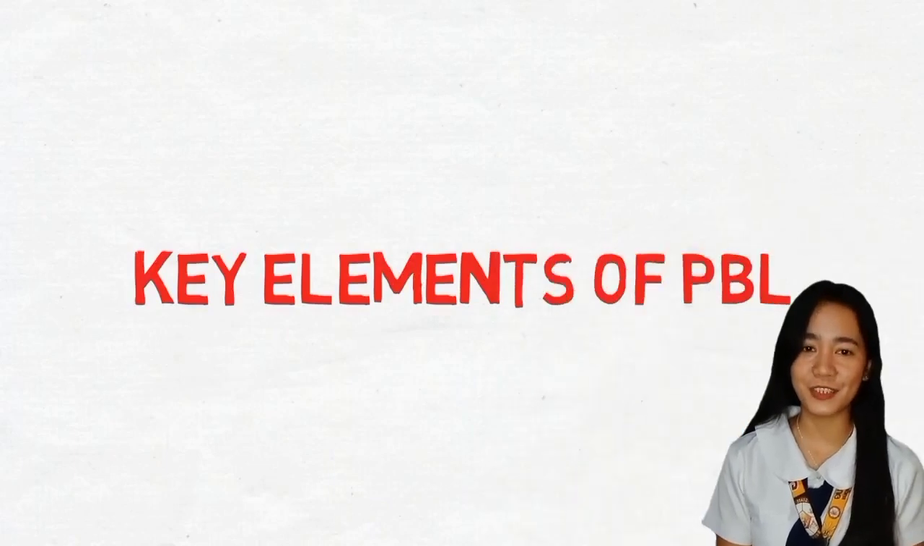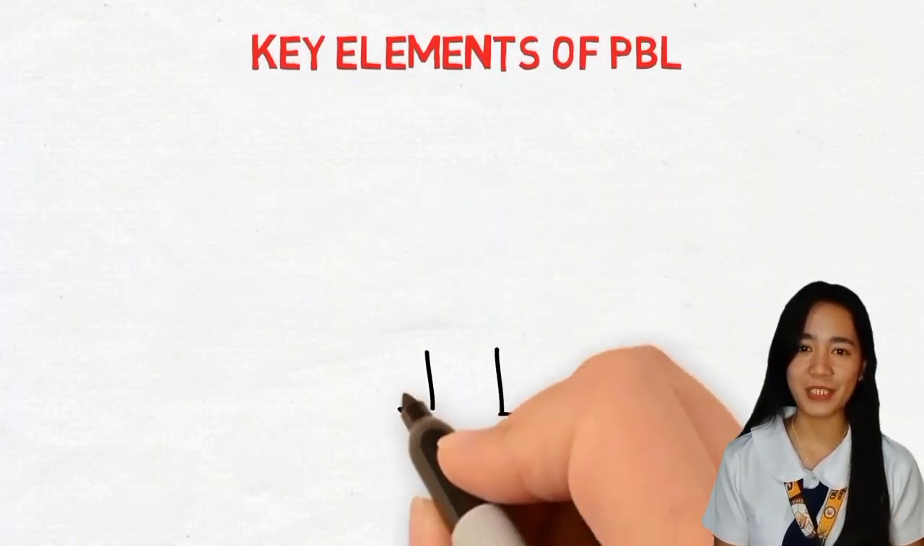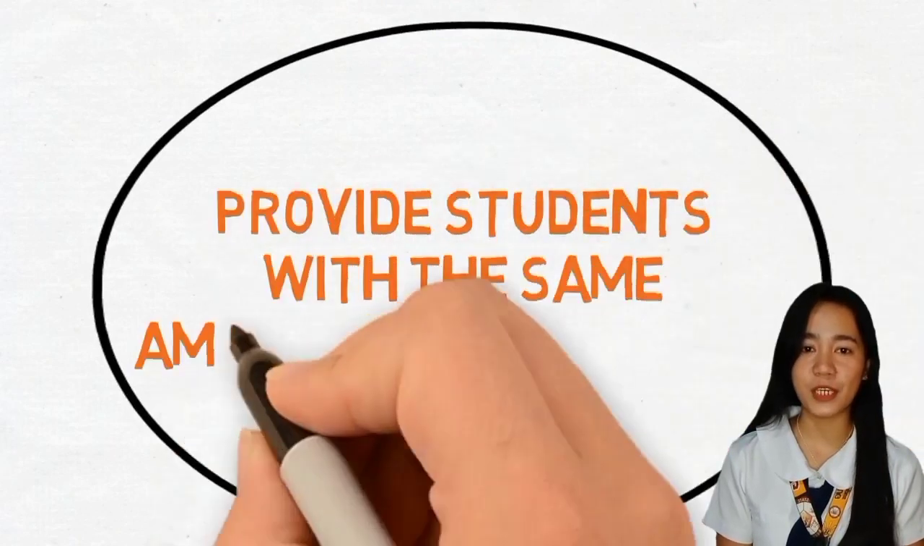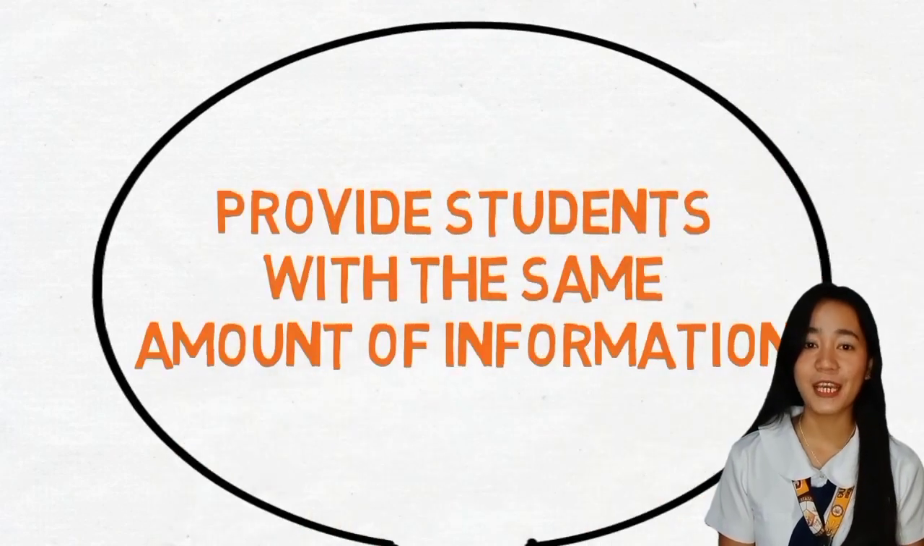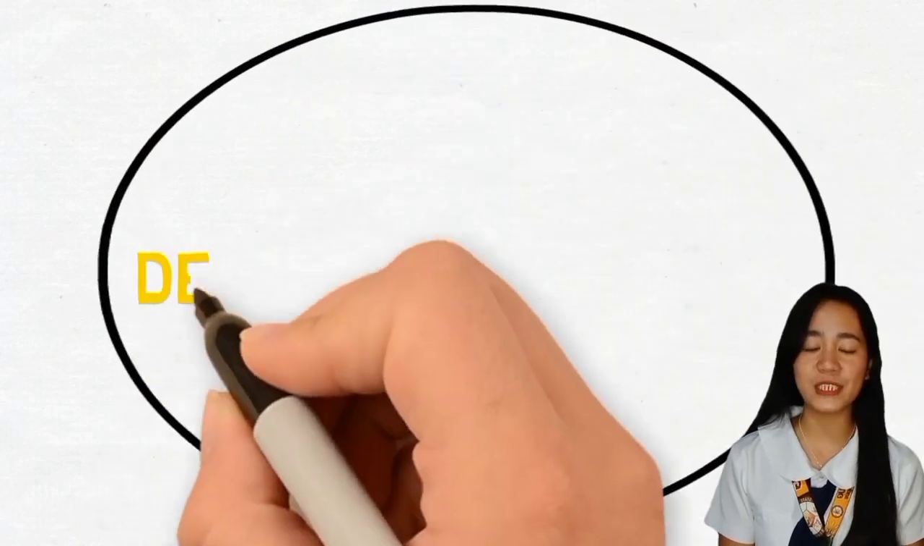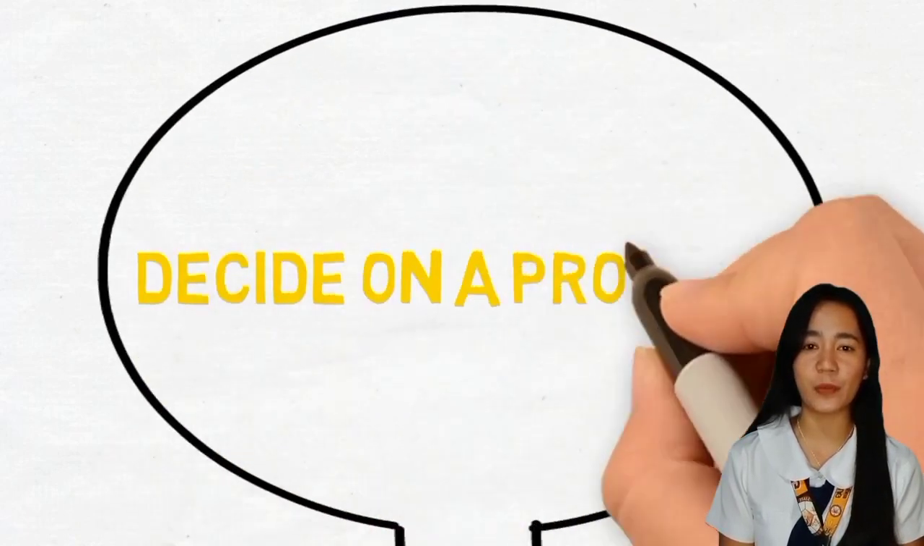Now let's get into setting up. Here are some key elements and features of PBL. You'll want to make sure to provide students with the same amount of information. This allows you to make sure everyone has the same foundation and that everyone has an equal opportunity to solve the problem. Then decide on a problem for students to solve.